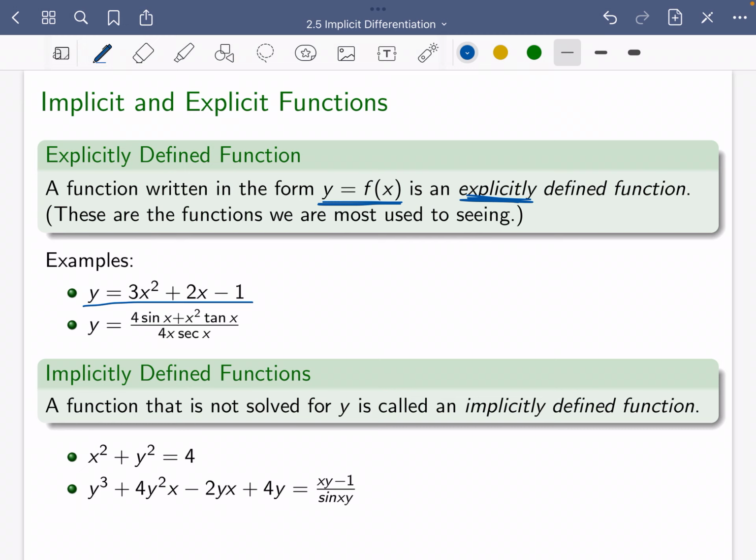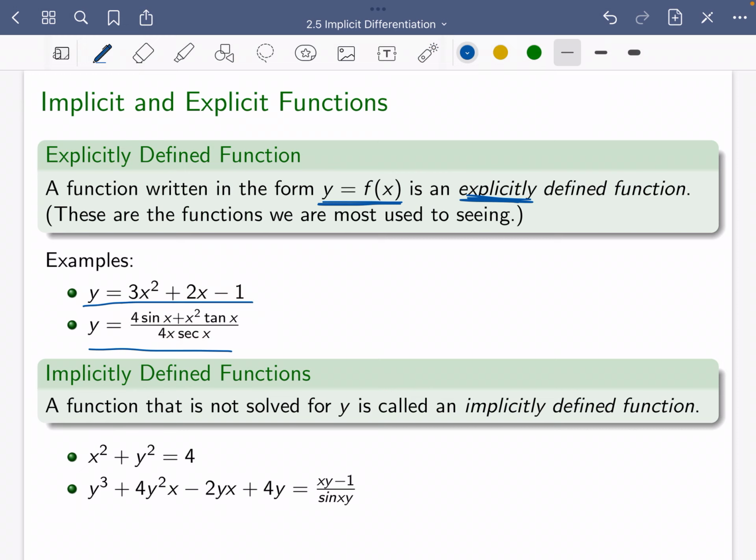If you have y equals 4 sine x plus x squared tangent x all over 4x secant x, again, that's explicitly defined because we have y is equal to stuff only involving x. It's okay to have constants like we had in the stuff above. The only variables showing up on the other side are those in terms of x. But we can also have functions that are implicit.